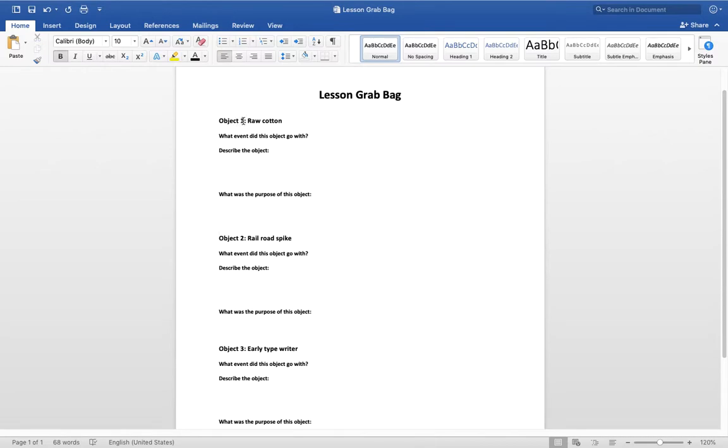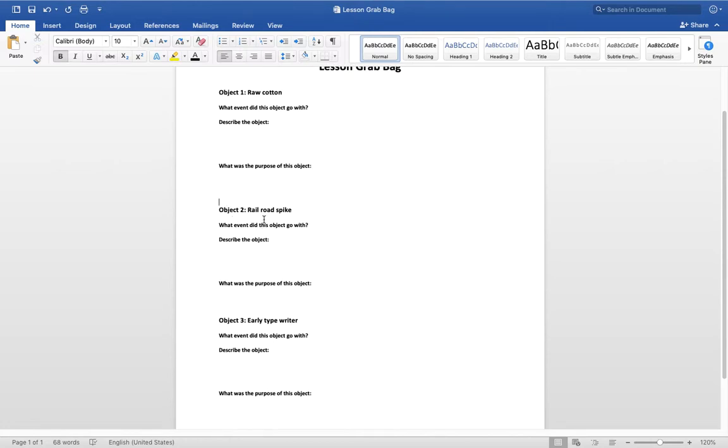So object one would have been raw cotton, just picked straight from the stalk in the field. Then they would answer questions like, what event did this object go with? In this case, the cotton gin. Then they could describe the object and what it was like, and what the purpose of this object was. So what did it do? The second object was the railroad spike, and that obviously fits in with the transcontinental railroad and expanding west.